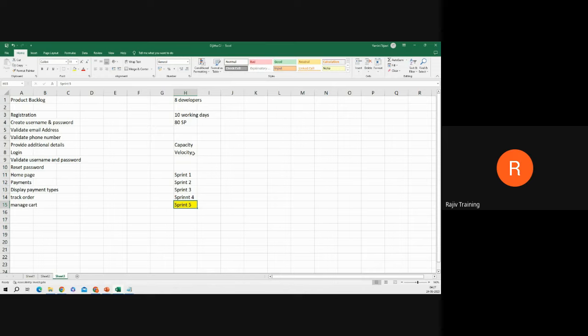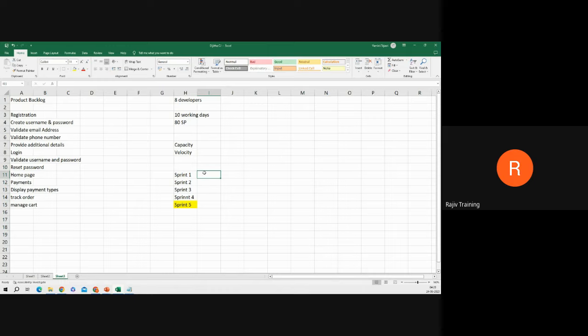What is capacity? Capacity means the number of story points that the team can commit to do in a particular sprint. Number of story points that the team can commit to do in a sprint is nothing but capacity. How do you determine that? You determine that based on the team availability, public holidays and all those things, and also based on velocity. Now let's try to understand what is velocity.